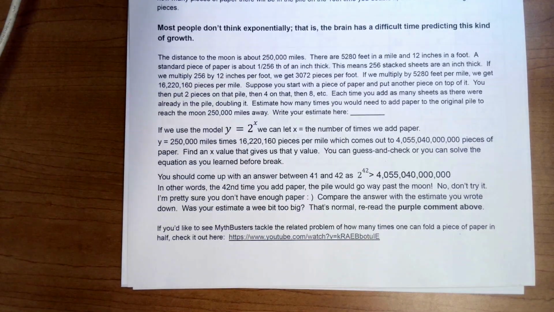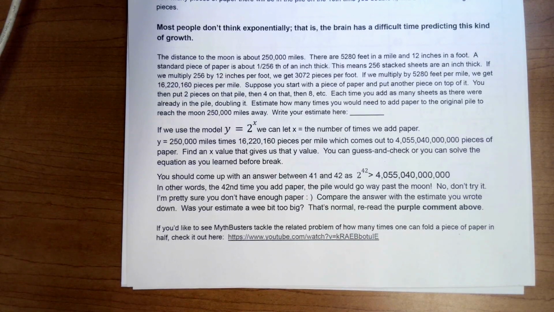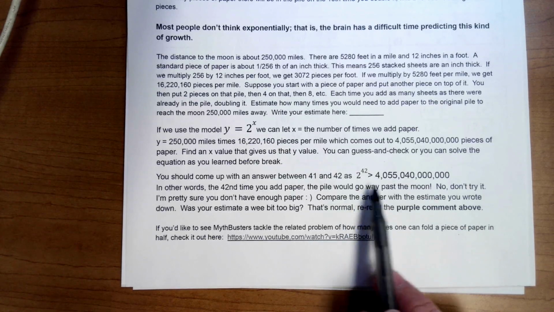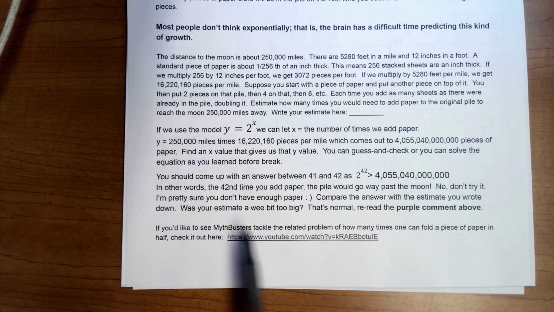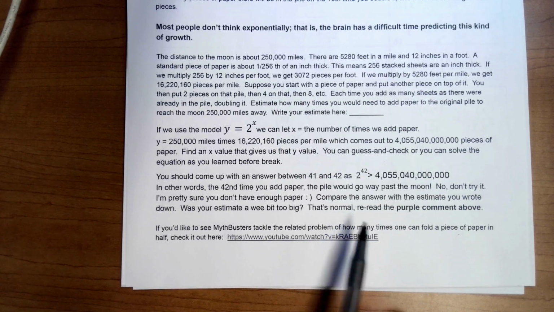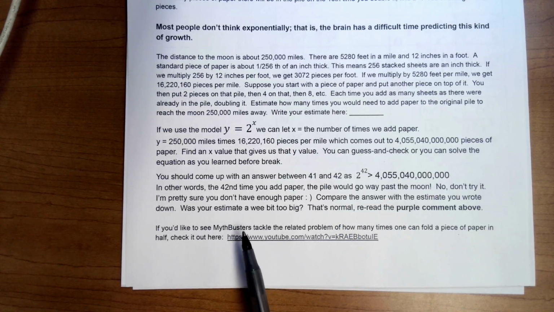Finish up all of this. So we should come up with an answer that's between 41 and 42, since 2 to the 42nd power is already bigger than our target distance. So again, in other words, this 42nd time you add paper, the pile will go past the moon, so don't try it. Also, you probably need to cut down a lot of trees in order to make that happen. Maybe even also compost or recycle every piece of paper that's ever been made.